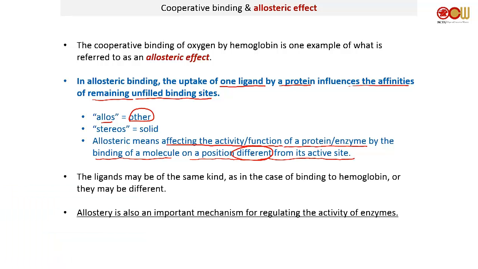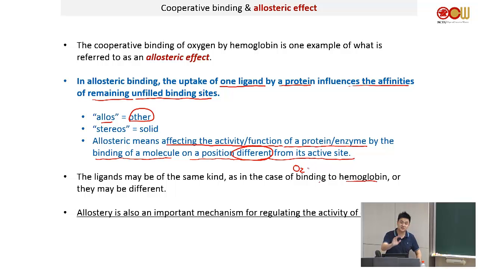Now, here it says the ligands may be of the same kind, as in the O2 binding to hemoglobin, or they may be different. So the ligand for an allosteric effect does not have to be a different molecule. It could be the same molecule, it could be a different molecule, whatever. As long as you understand the idea of the allosteric effect: it's some location outside of the active site of the subunit. I forgot to mention, of the subunit.